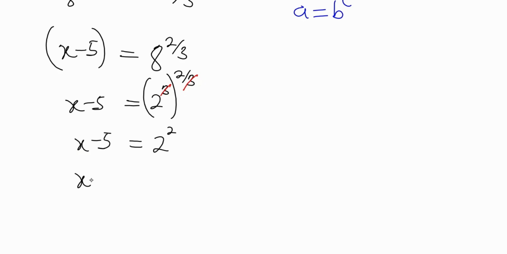Now we have x minus 5, which is equal to 2 exponent 2, which is the same thing as 4. Making x the subject, our x value now becomes 5 plus 4, that is x is equal to 9. And this is how we can find the value of x in this very first question. It's just the application of changing from logarithm form to exponential form. So now let's try the next question.